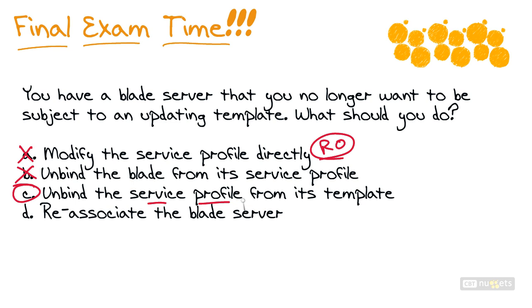Now, in the exam environment, I wouldn't stop here, right? The great strategy is to check D and make sure D is incorrect and not a better answer than C, and we already know it isn't. Reassociate the Blade server will not get it done. We need to unbind that service profile from its template.